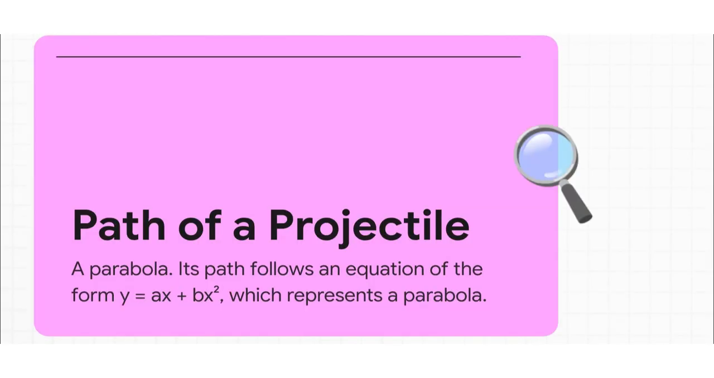The answer is a parabola. And the reason is actually pretty simple. Think about it. In the horizontal direction, there's no force, right? So the velocity is constant. But in the vertical direction, gravity is pulling down, giving it constant acceleration. It's the combination of these two independent motions that gives us that classic parabolic path. The one with the equation that looks like y equals ax minus bx squared.